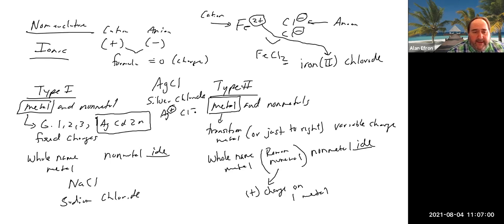So for our type 2 over here, it really is the transition metals. But where that staircase comes down, it's also these guys over here where we have lead, we have tin, we have bismuth, and so forth. Those guys are named as type 2 as well and do need a Roman numeral.